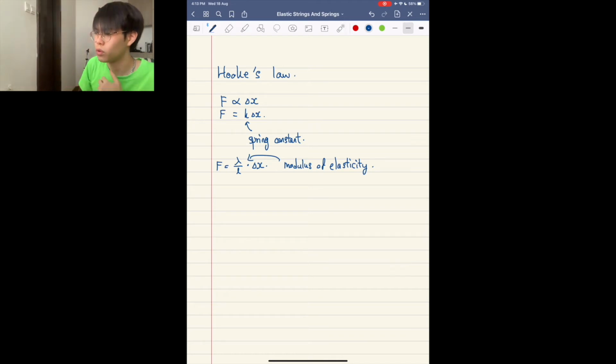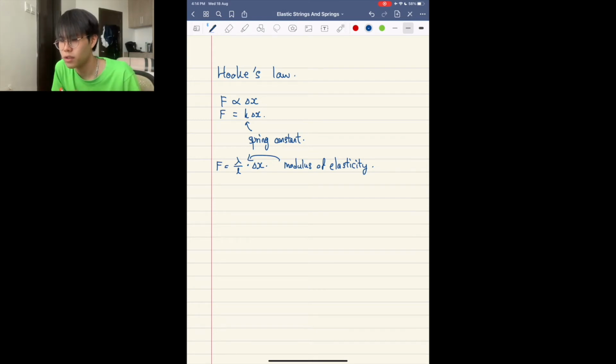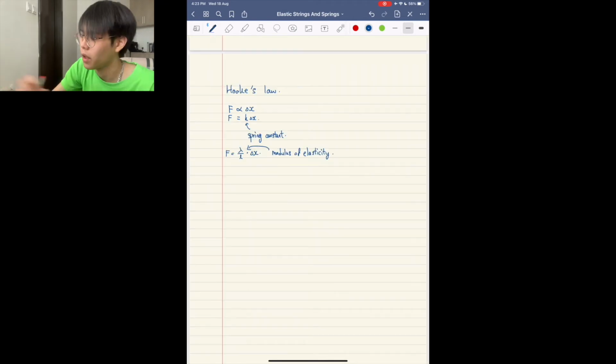So the difference between the spring constant and the modulus of elasticity is that the spring constant depends on the dimensions of the spring, for example, the thickness of the spring and the length of the spring. For modulus of elasticity, we talk about materials, so whether it's steel or aluminium or tin. And one thing I want to add about modulus of elasticity is you can also say that it's the measurement of how stretchy a material is.